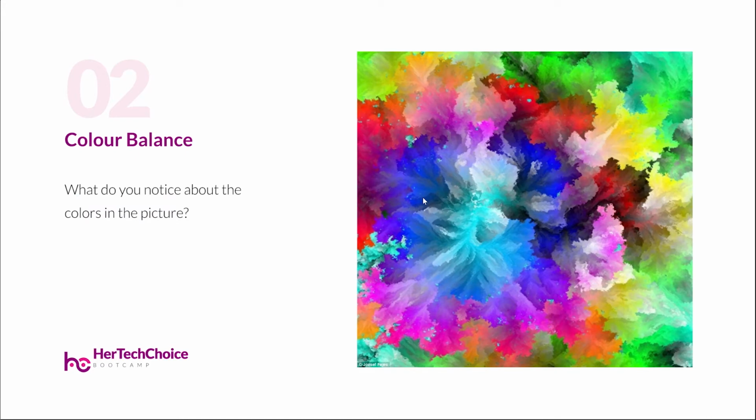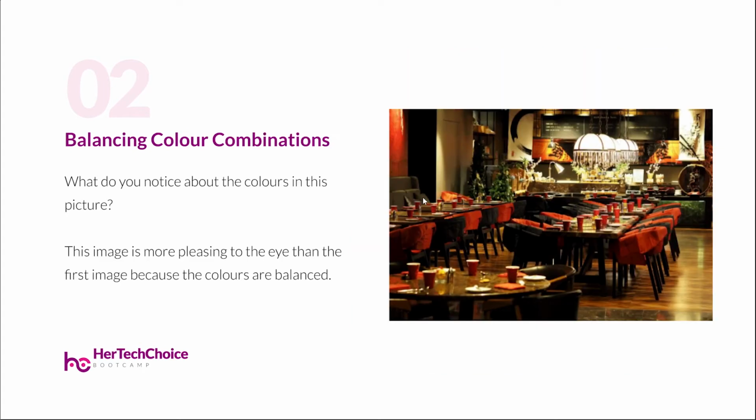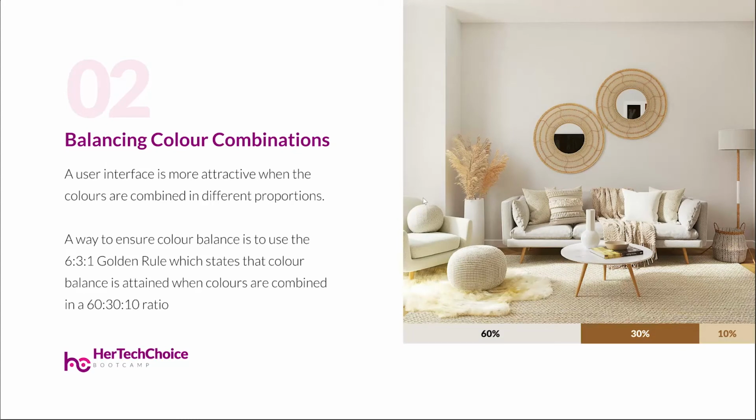What did you notice about the colors in these pictures? What do you also notice about the colors in this picture? This image is more pleasing to the eye than the first image because the colors are balanced. When balancing color combinations, a user interface is very attractive when the colors are combined in different proportions.